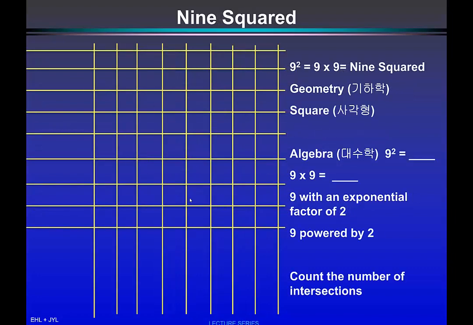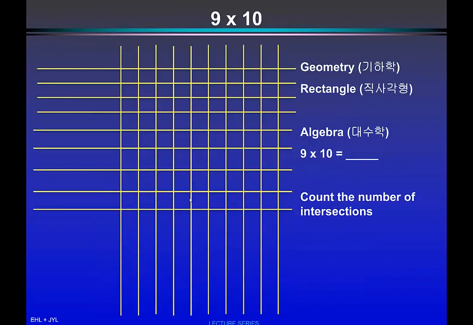9 squared is 81, or 9 to the power of 2, or 9 with the exponential factor of 2, which again gives you the geometry of a square. 9 times 10 is 90. 9 times 11 is 99. And 9 times 12 is 108.